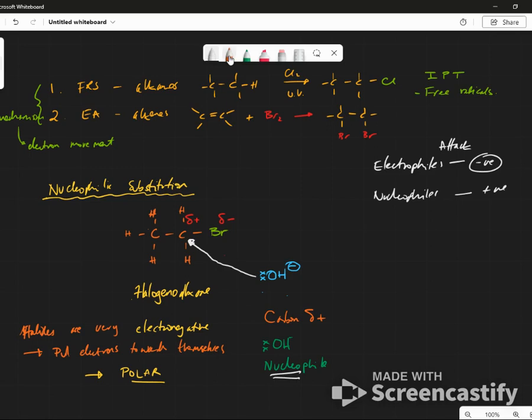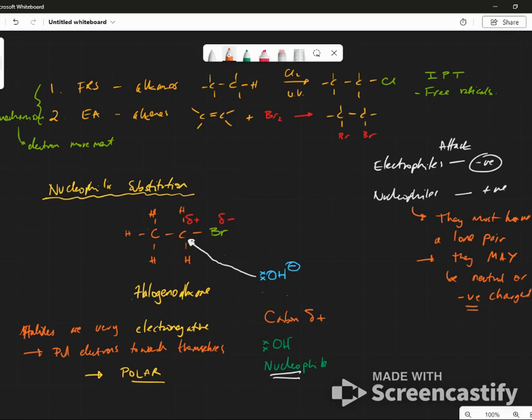Now, let's have a closer look at nucleophiles. They must have a lone pair. That is essential. And secondly, they don't have to have a charge. They may be neutral or negatively charged.